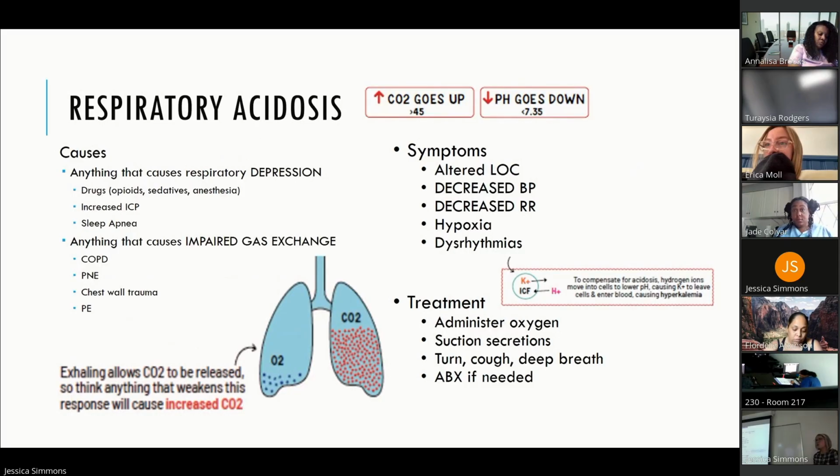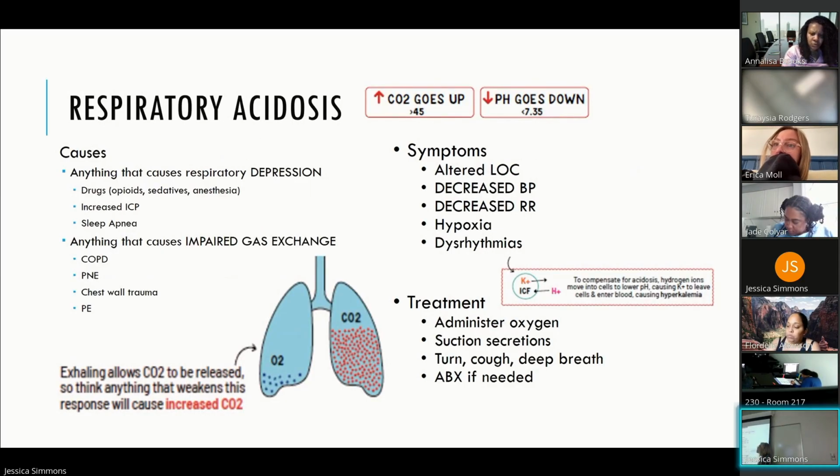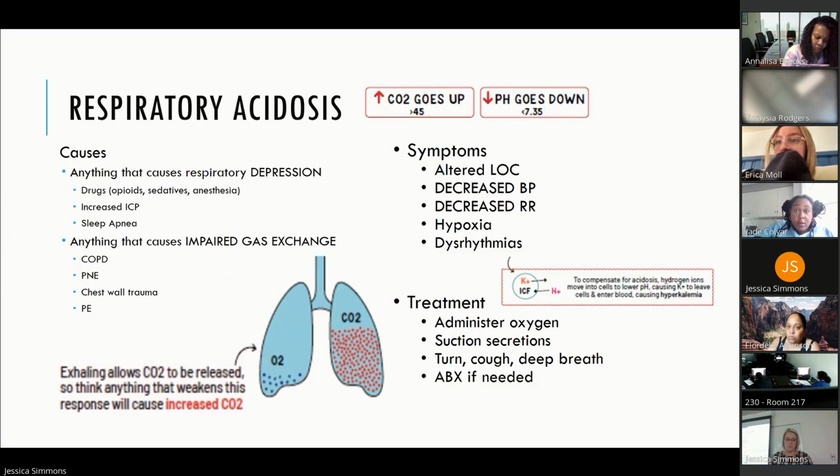So for respiratory acidosis, our CO2 is high. Our pH is down. Because if we're acidic, that means our pH is less than what? 7.35. Good.